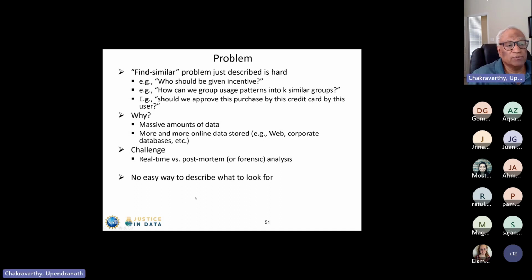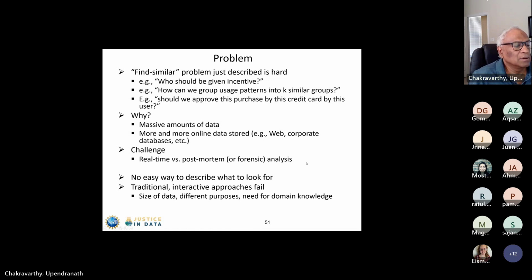No easy way to describe what to look for. This is the most critical thing. You cannot express this as a query, not even as a search. So you need to do this analysis without a lot of input. That's why a bunch of different techniques were developed, like decision analysis, clustering, and other things, for doing different things using the same data and then figuring out how to use that. So traditional interactive approaches were not very useful because of the size and other things.